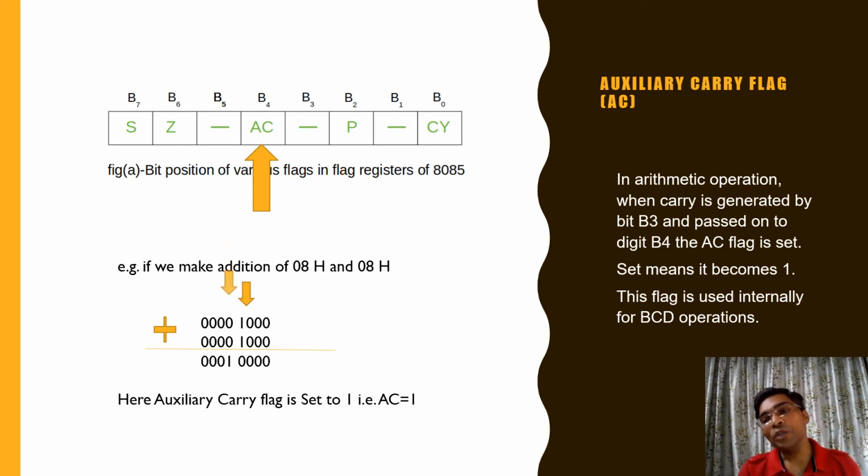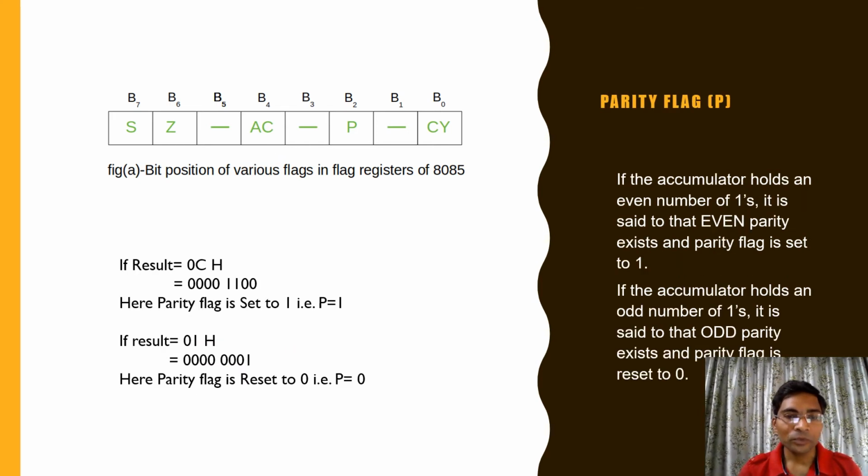A programmer cannot use it externally, it is used internally by the microprocessor. So whenever the microprocessor is doing the BCD operations, the auxiliary carry flag is set to 1. In the next slide I am going to show you the parity flag. Now this slide shows you the parity flag.